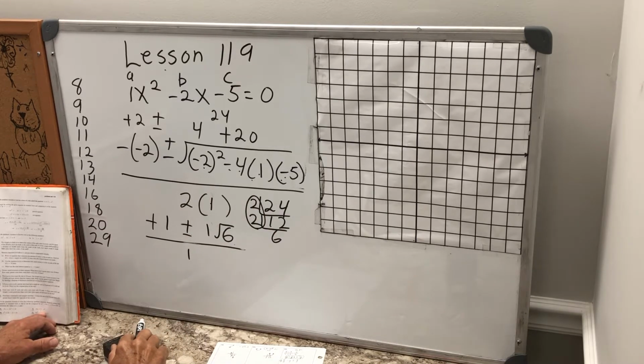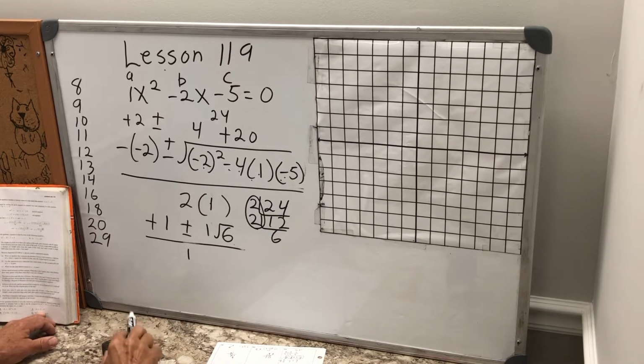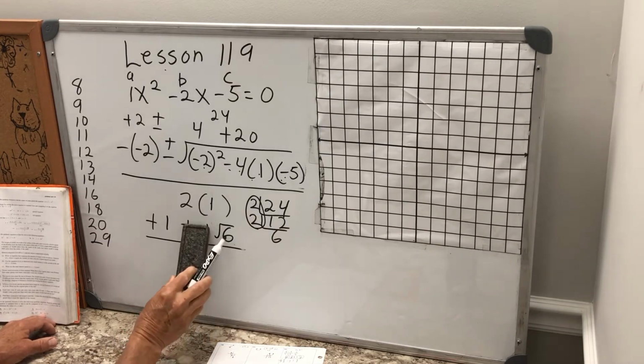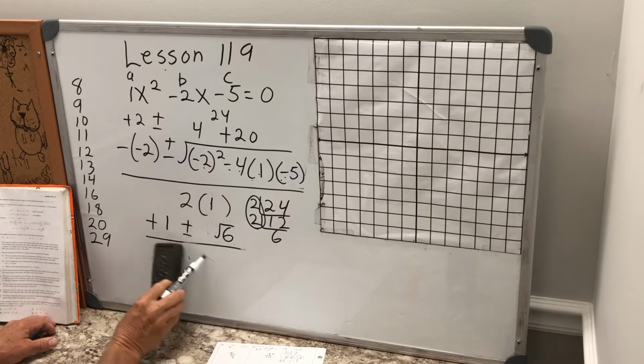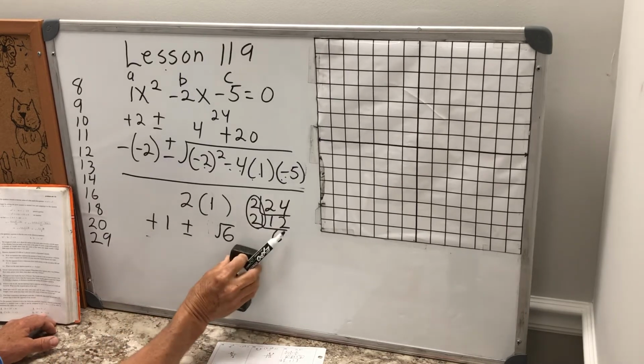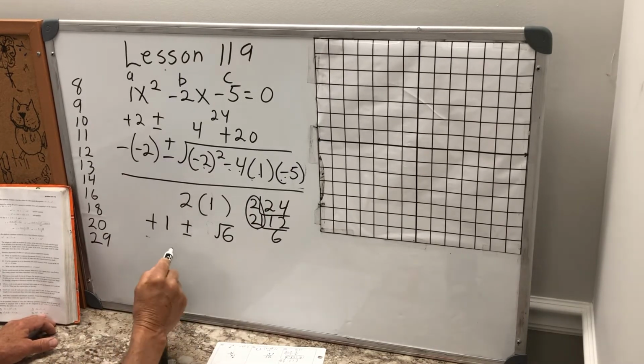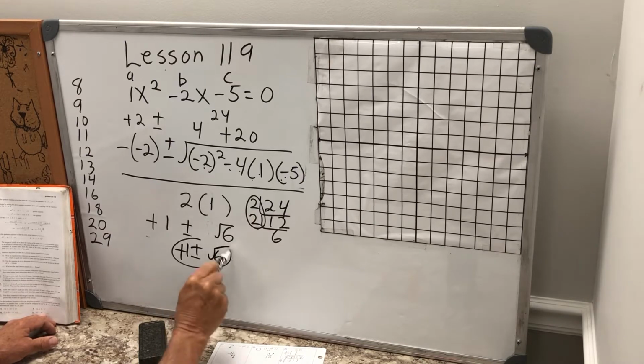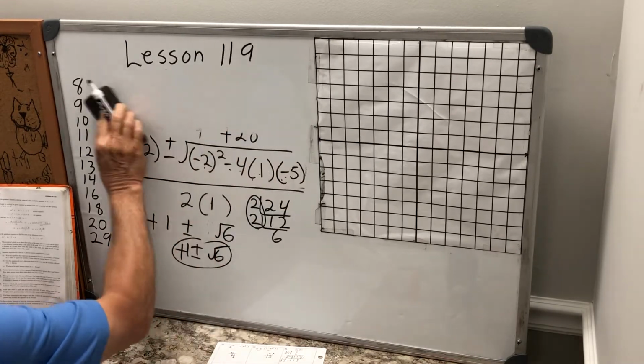What's my final answer? This is understood, we could just take that off, right? So I take that off, this one's underneath, so I don't need that. And that is my final answer. I'll rewrite it a bit neater. Positive 1 plus or minus square root of 6. That is your answer. That is number 9.